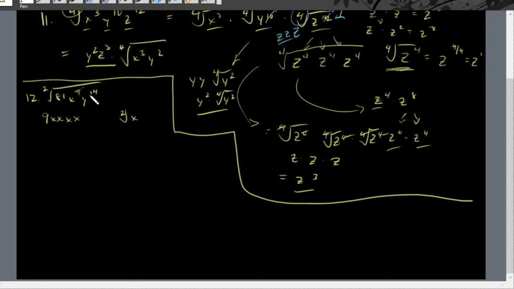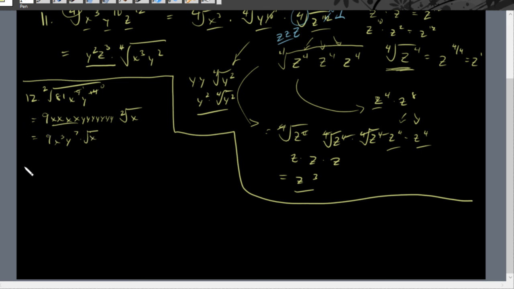Now for the y to the 14th, you could take away 7 sets of 2 here. So 1, 2, 3, 4, 5, 6, 7. And then you would have none left, because when you subtract 14, you get 0. So the idea here is when you simplify, you're going to get 9, and then there's 4 x's, so x to the 3rd, and then there's 7 y's, so y to the 7th, times the square root of x. And that's it.